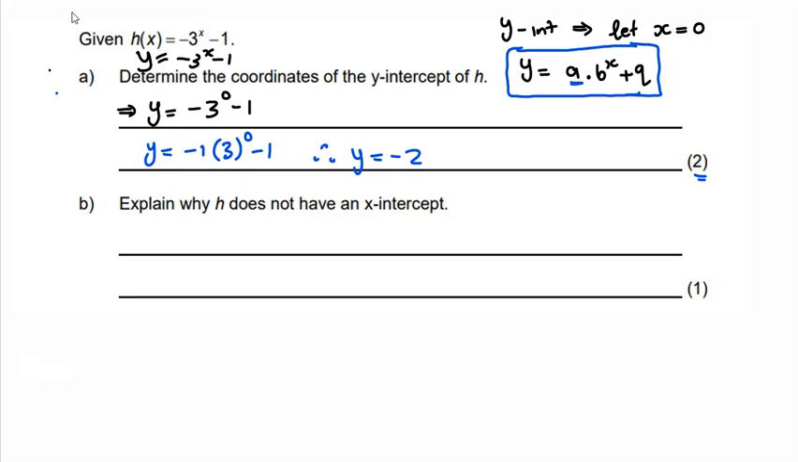We already have the x value. We have the y value. So what will be the coordinate of the y-intercept? The x is 0, and we're going to have negative 2 as the corresponding y value.